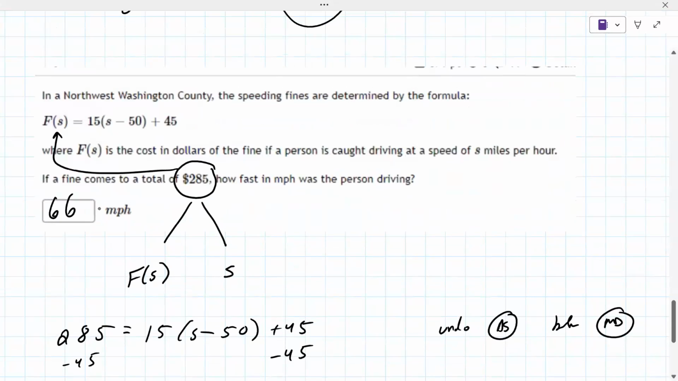Well, it looks like it's a 50-mile-per-hour zone. I don't know. I haven't had a speeding ticket in a while, so I don't know if this is even reasonable or not.